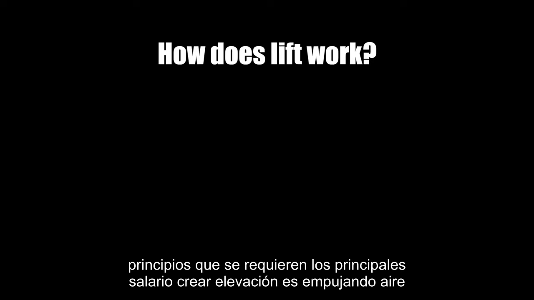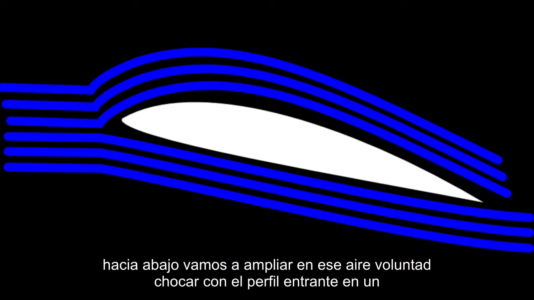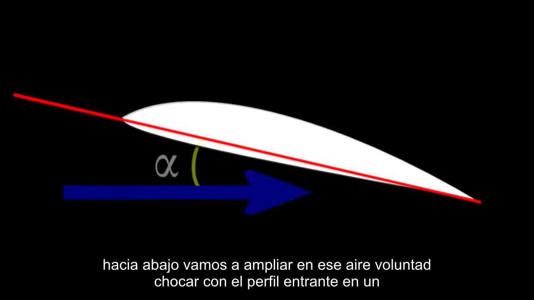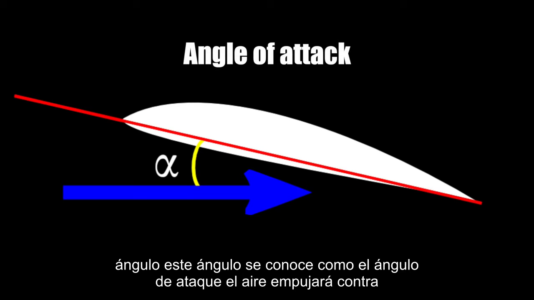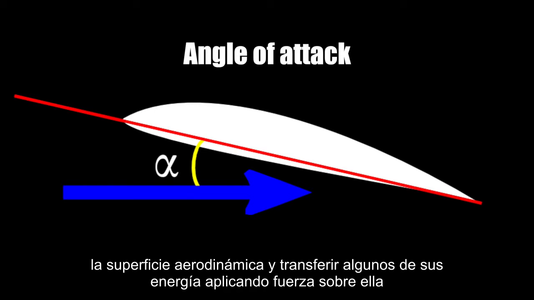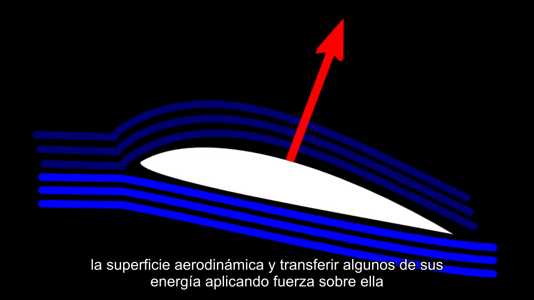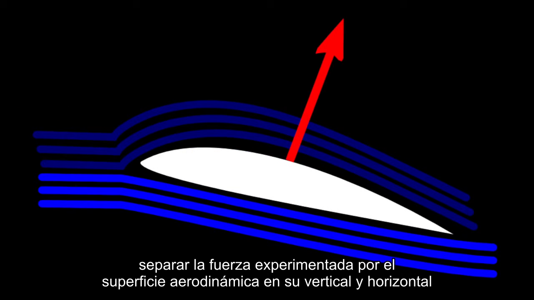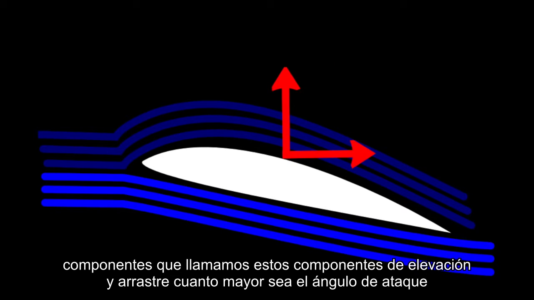The main way to create lift is by pushing air downwards. Let's expand on that. Air will collide with the incoming airfoil at an angle. This angle is known as the angle of attack. The air will then push against the airfoil and transfer some of its energy to it, applying a force on it. We separate the force experienced by the airfoil into its vertical and horizontal components. We call these components lift and drag.